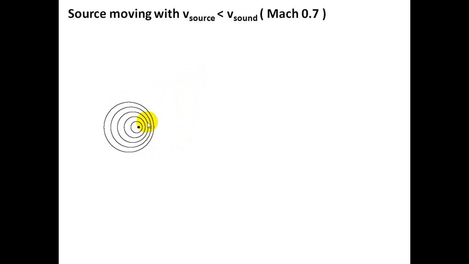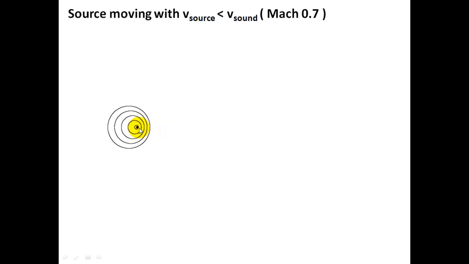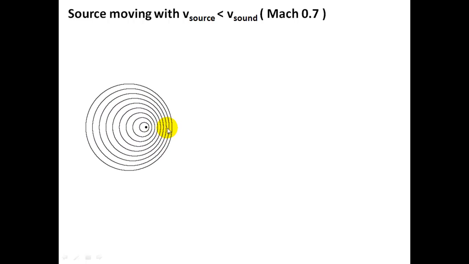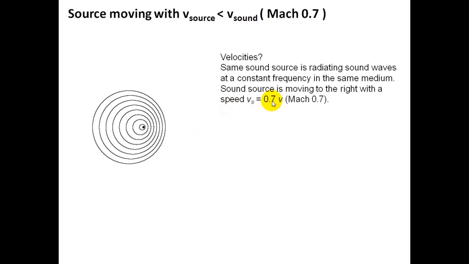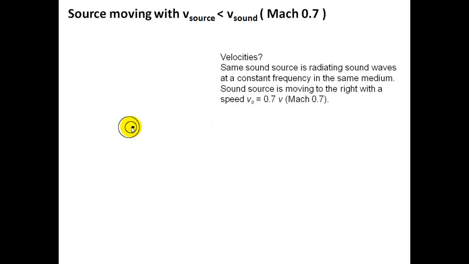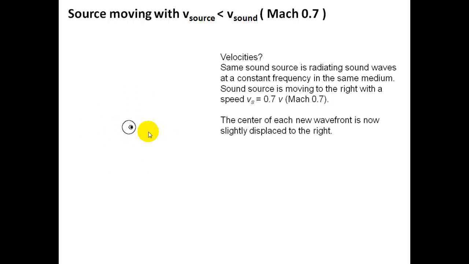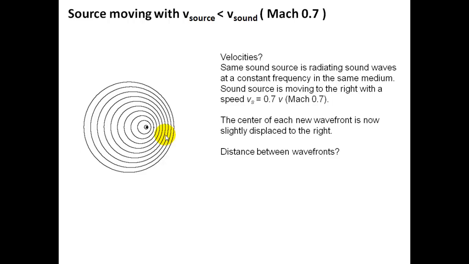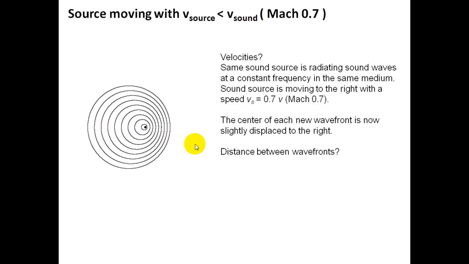However, if the source is moving in the medium, in the direction that it's moving, the wavefronts are bunched together. Behind, they're spaced apart. So the source is moving basically to the right. The center of each new wavefront is started in a position which is slightly to the right. So effectively, we end up bunching up the wavefronts on the right here. On the right, the distance between the wavefronts is shorter. On the left, it's further apart.